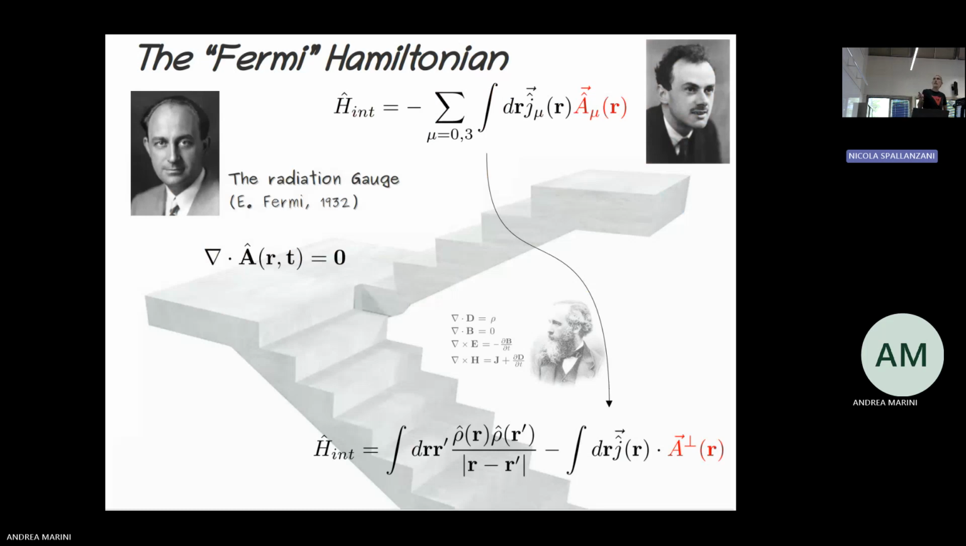Well, the solution, at least for the longitudinal component of this object, which is distinguished from the transverse because of the Coulomb gauge, this longitudinal component of the potential produces the Coulomb interaction. So this is just the solution of Poisson. This is a classical potential.